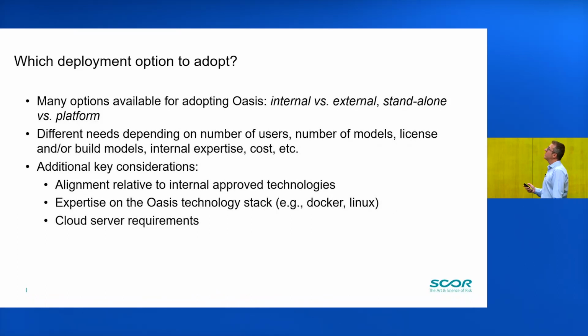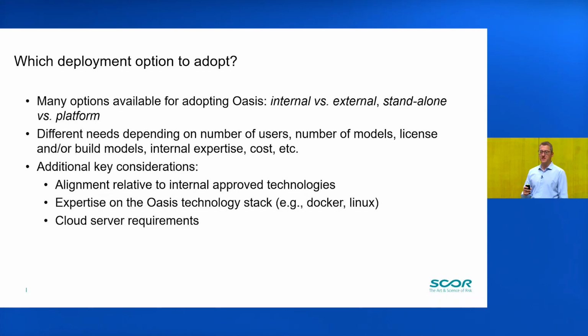If you want to adopt Oasis, there are some questions that you need to ask yourself. Of course, what kind of environment you would like to have internally. There are many options, internal, external, a standalone environment or a platform. And it depends, of course, on the needs. If, like in Guy Carpenter, you have a lot of users and a lot of models, you probably want to use a cloud platform. If you also build models, it's probably important to have also an internal platform to do your runs. But I just want to stress two additional key considerations.